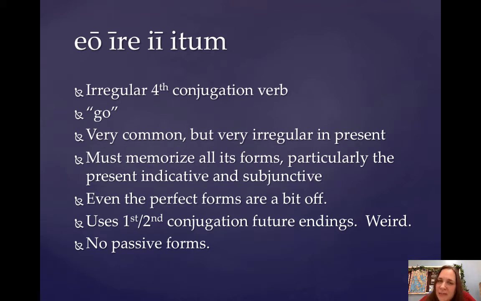Another very strange aspect of this highly irregular fourth conjugation verb is that the future endings are bo, bis, bit, bimus, bitis, bunt, which is specifically odd because it's a fourth conjugation verb, so it should be forming its future with iam, ies, iet, iemus, ietis, ient. And yet, there you go. It's just irregular. It's just not acting regular. There are no passive forms for this verb, so there are only the active forms, okay?